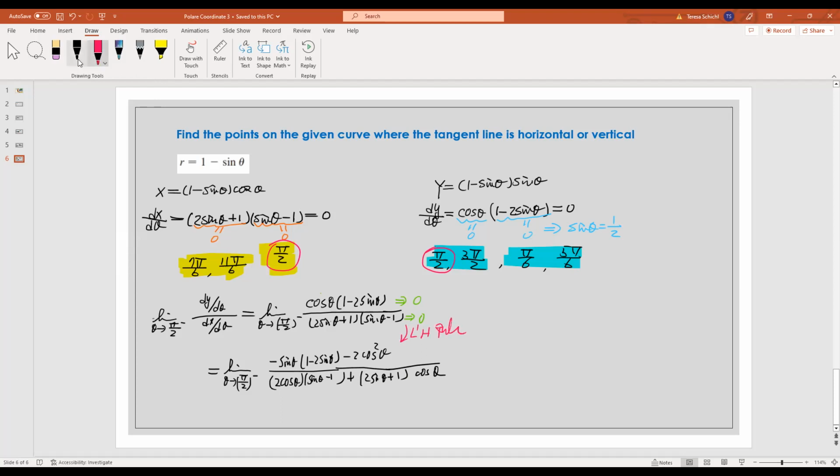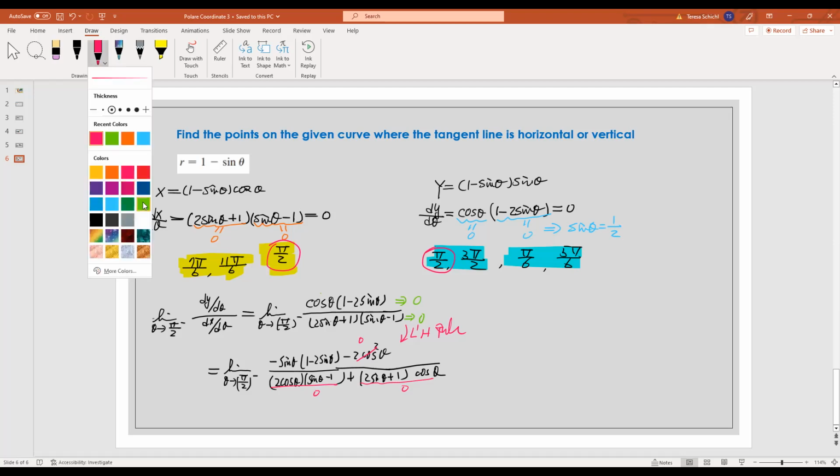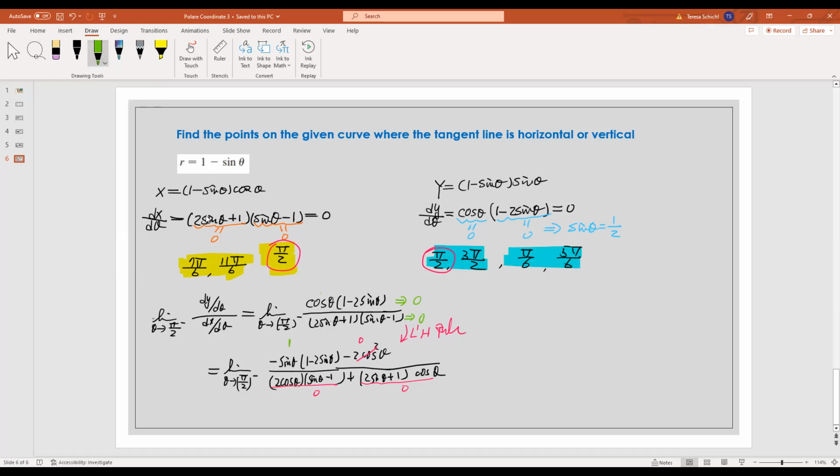Okay, so now let's see what I have here. When theta is pi over 2, this becomes 0, this becomes 0, and this becomes 0. But for this number here, the first term will be 1, then 1 minus 2. So this one is not equal to zero, right? So you will have something like 1 over 0. That's why it goes to infinity. If you look at the sign, this will give you negative infinity. So I know pi over 2 has to belong to the vertical tangents. So it cannot be horizontal, right?